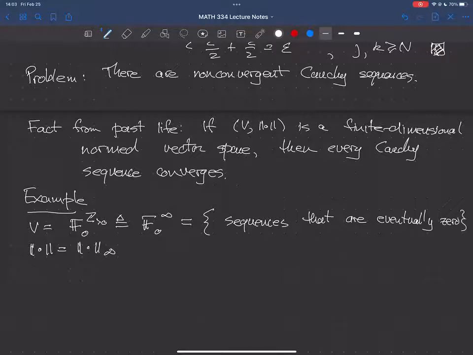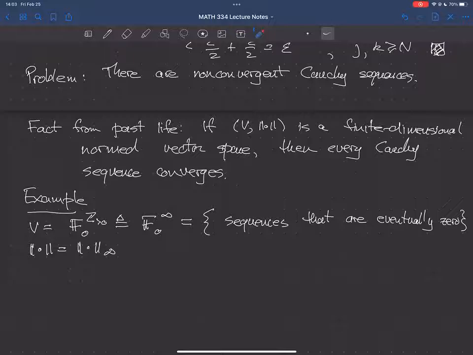Okay, and you have to be careful. I don't mean they're converging to 0. I mean that they're eventually identically 0. So after some index, a sequence in here will vanish identically. All right, so the tails of the sequence aren't small, they're 0.